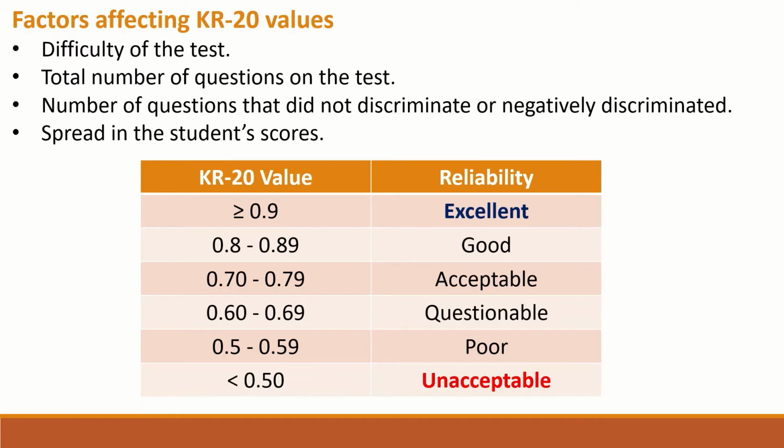A test is questionable in reliability when the value ranges from 0.6 to 0.69. A value of 0.5 to 0.59 is considered to be poor reliability, and an exam or a test that has a KR20 value of less than 0.5 is considered an unreliable or unacceptable exam.